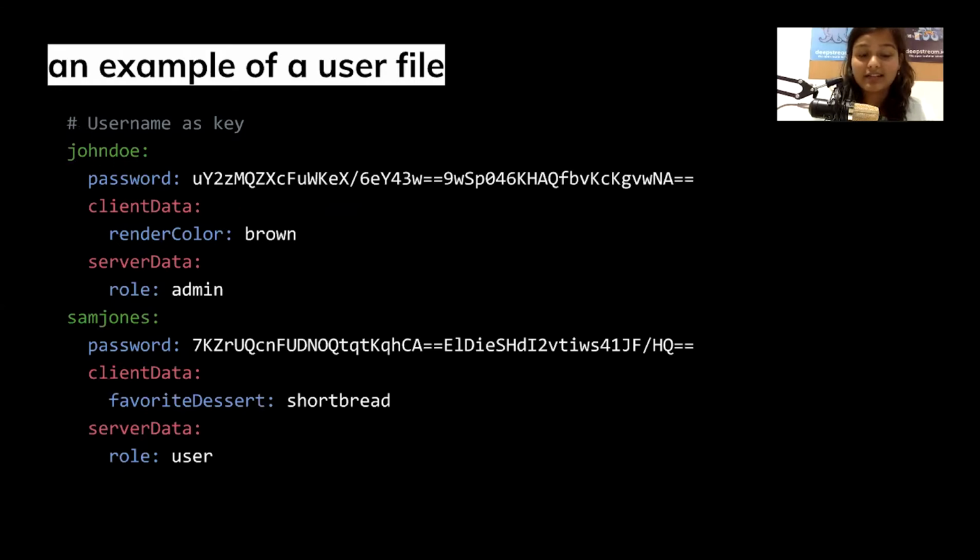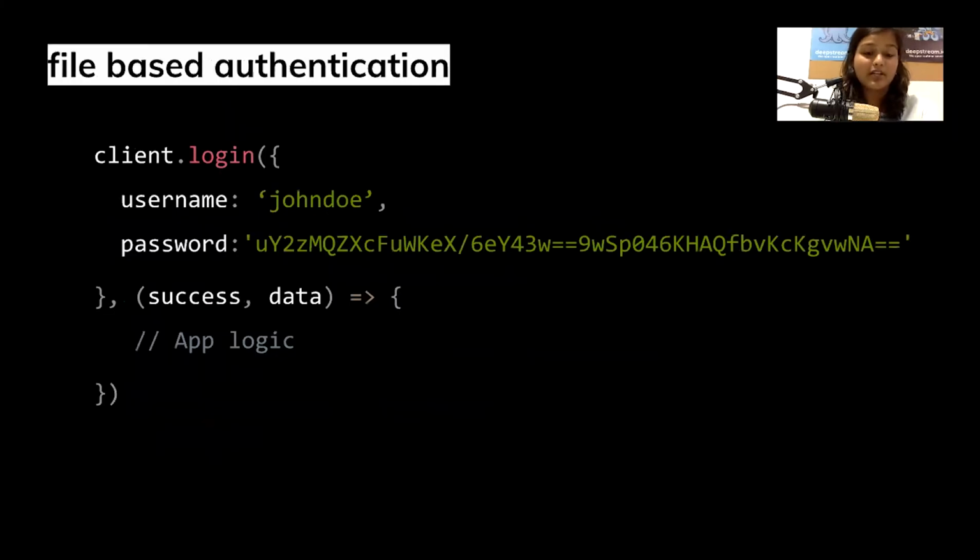Now, this client data and server data are going to come in every authentication type, except for what we saw as no authentication, because in no authentication we don't really have any user, so no point in having some kind of data associated with a particular user, right? So for all the other kinds of authentication types, we have client data and server data, which is different for each different client or user. So this client data, which I have here as render color brown, can be obtained using the data variable that is available in my callback function.